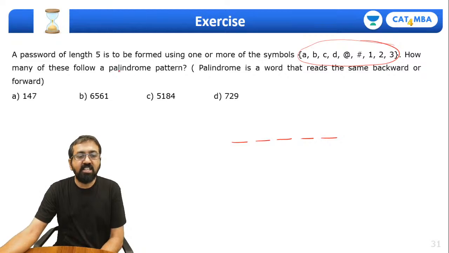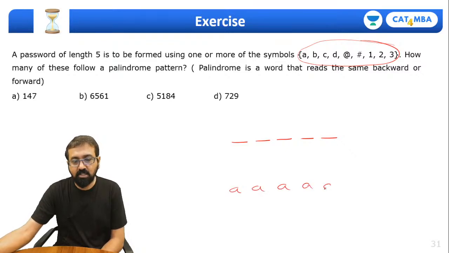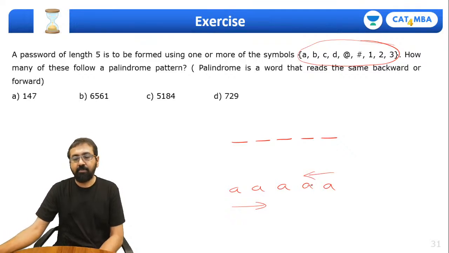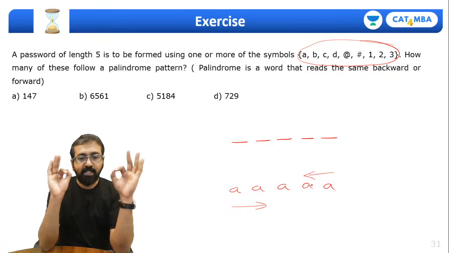Acha, and nothing is mentioned about repetition, so I can repeat. So for example, of course the first can be all A. This is also a palindrome. It reads the same in both directions, isn't it? Who will tell me the answer for this? Type it in the chat box.